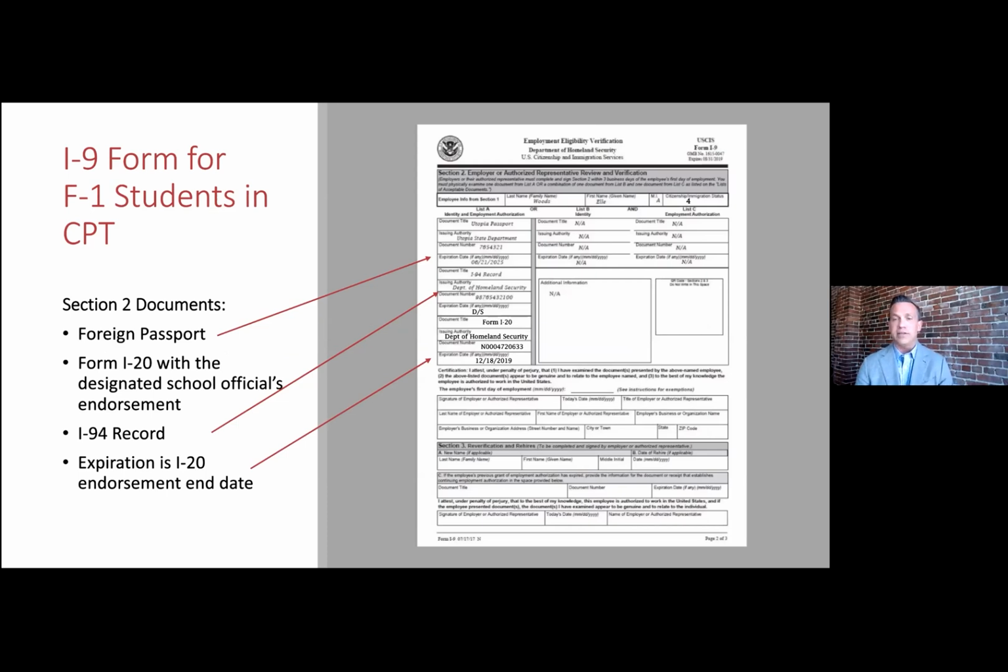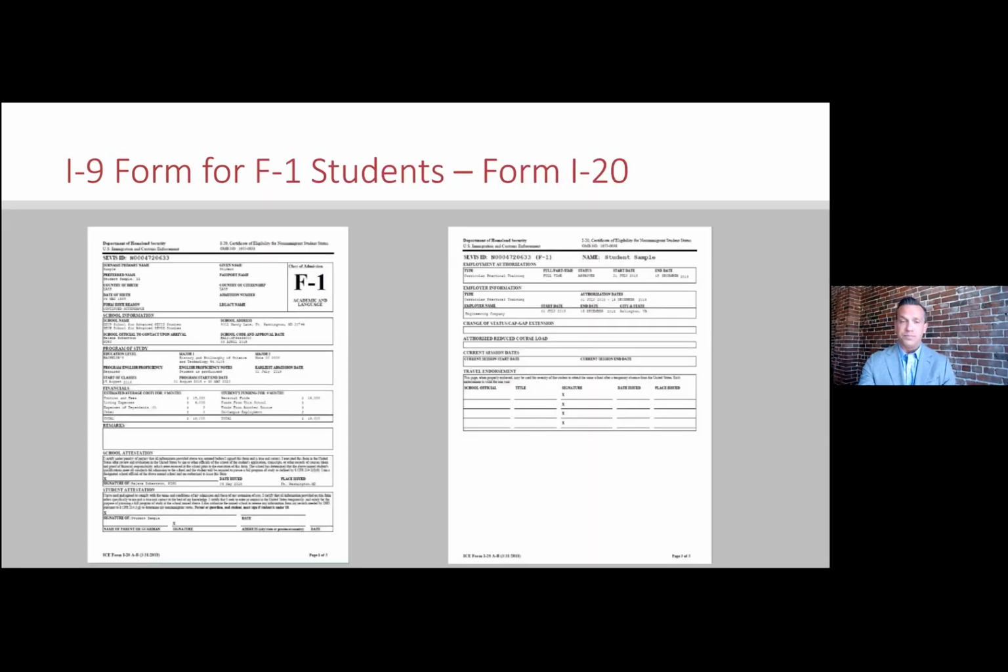On section 2, you're going to list their List A document as their passport and the I-94. Those, in conjunction with the I-20, give you identity, expiration, and work authorization. They serve as a List A document for a student in CPT status.